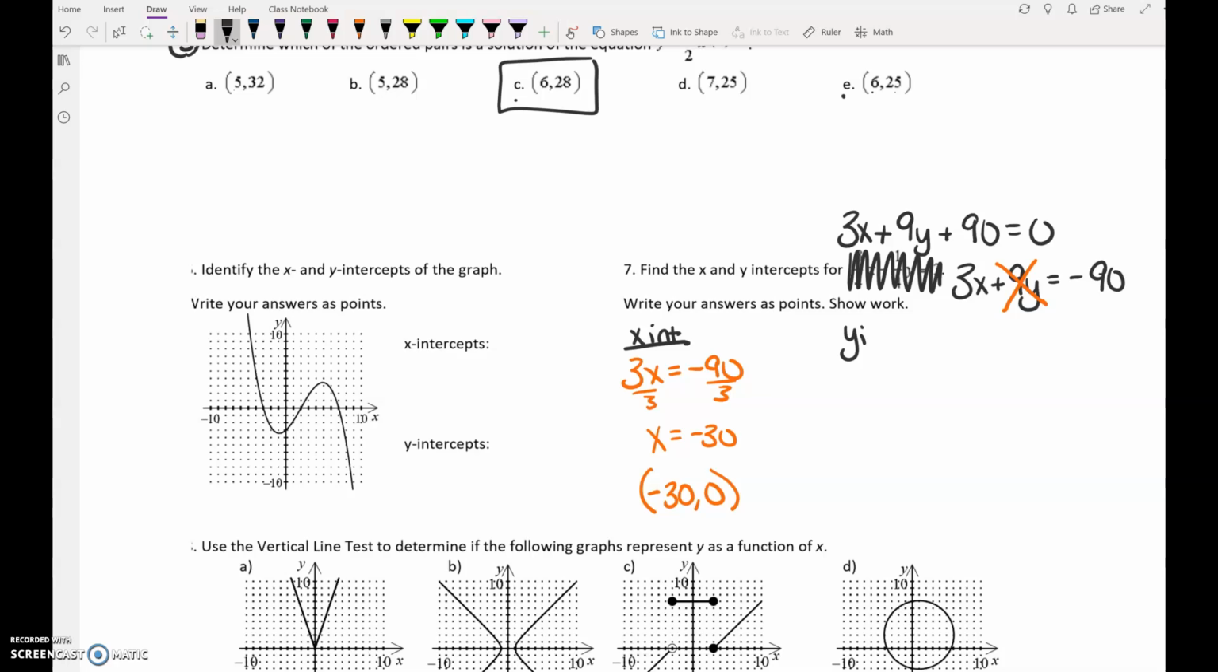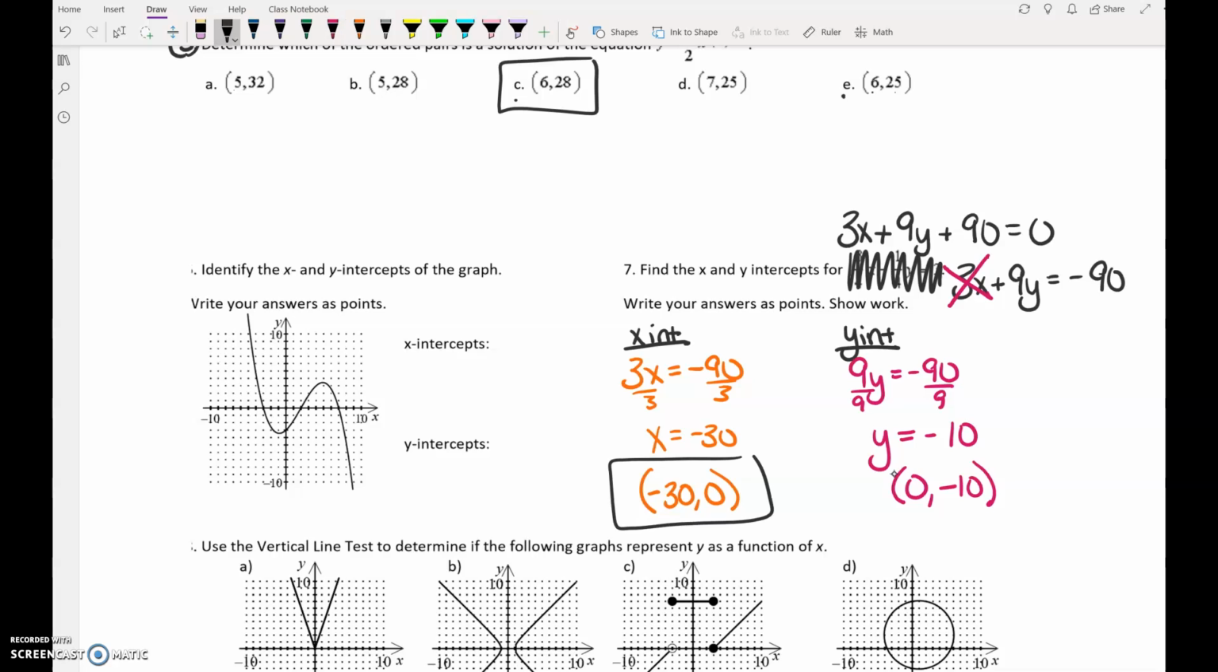To find your y-intercept, you're plugging 0 into the other letter. So plug 0 into the x, that'll make that term go away. We have 9y equals negative 90. So y is negative 10. So our y-intercept, we use 0 for our x, and our y is negative 10. These would be your answers.